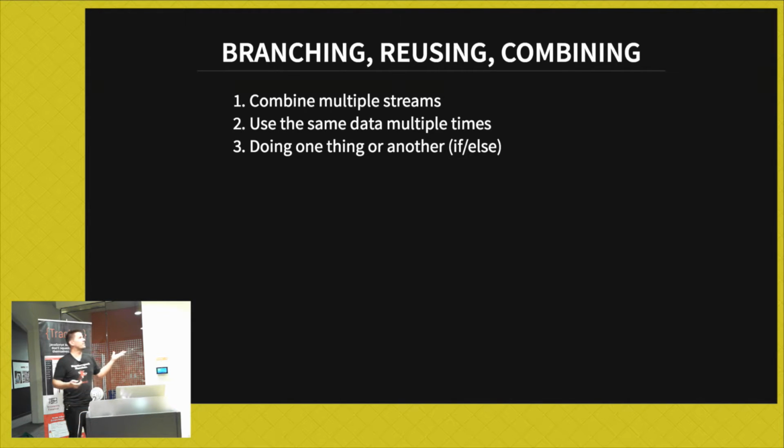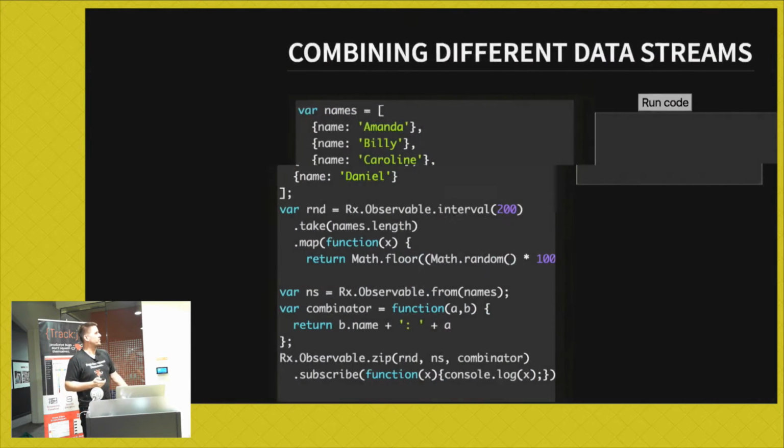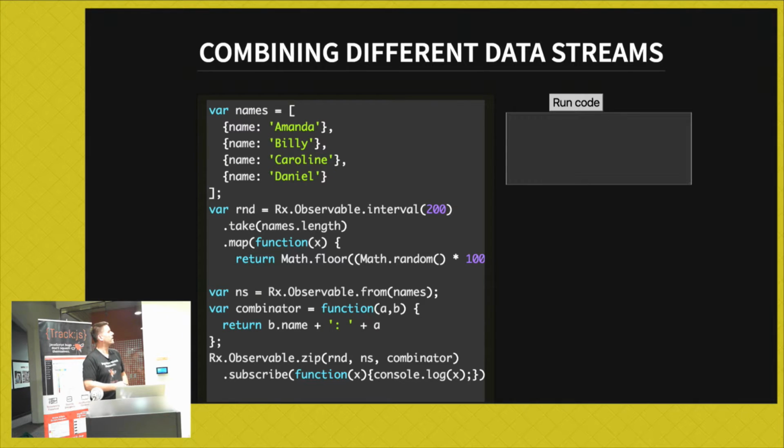So let's talk about one of the things we take for granted when we're normally programming, which is branching, saying if, else, all those little operators. So, combining data. Sometimes you have two streams. Let's say you have an API call and you have some other data and you want to combine them. In my last talk, I talked about the zip operator, and it's basically taking two observables, in here RND and NS, and a function that combines them. So let's see what they do.